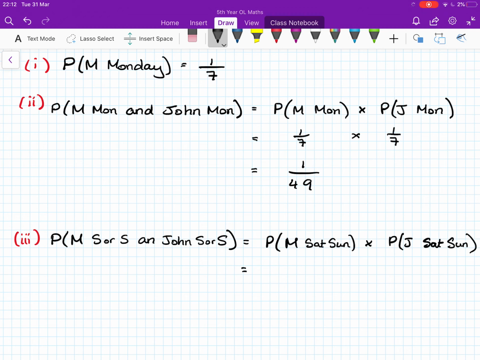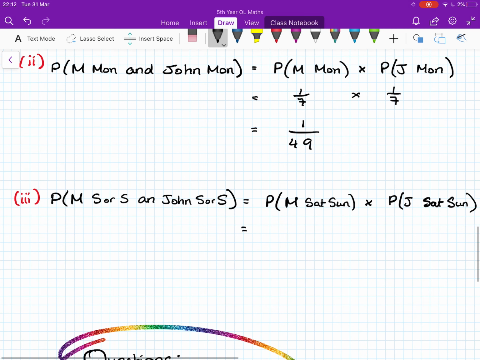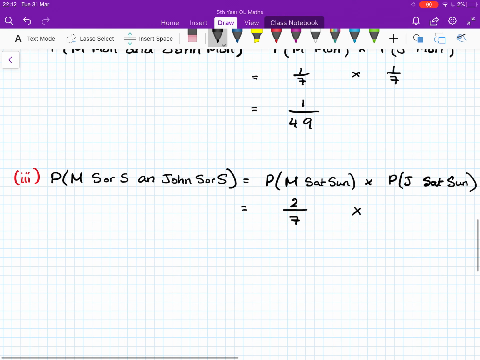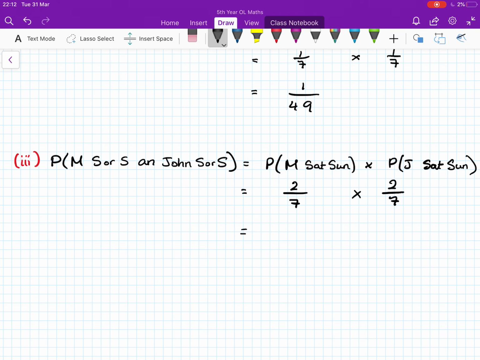So the probability that Mary has her birthday on a Saturday or Sunday: we're dealing with 2 days out of the possible 7. So we would say that the probability of Mary having her birthday on a Saturday or Sunday is 2 out of 7. We can also say that the probability of John having his birthday on a Saturday or Sunday is 2 days out of a possible 7. Then we follow our rule again and multiply. So 2 over 7 multiplied by 2 over 7, multiplying top by top and bottom by bottom: 2 by 2 is 4, and 7 by 7 is 49. We can't simplify that any further, so that's going to be our answer.